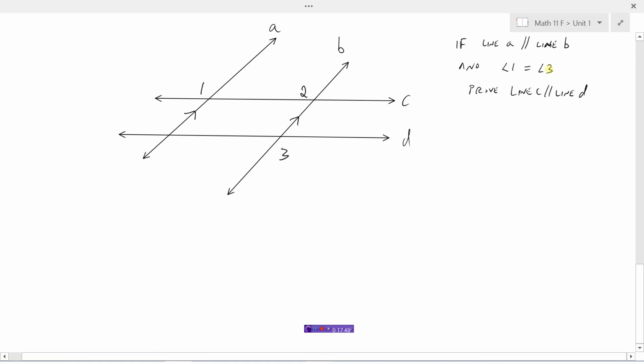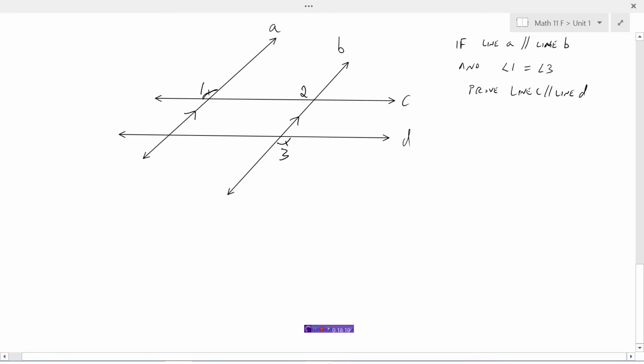And they've just told us that angle 1 is equal to angle 3. So sometimes we can do this. We could do a little slash in here to show that these 2 angles are the same. So angle 1 equals angle 3. That was given. So those are the things that were given. We have to prove now that line C and line D are parallel. So we have to prove that these 2 lines are parallel, C and D.